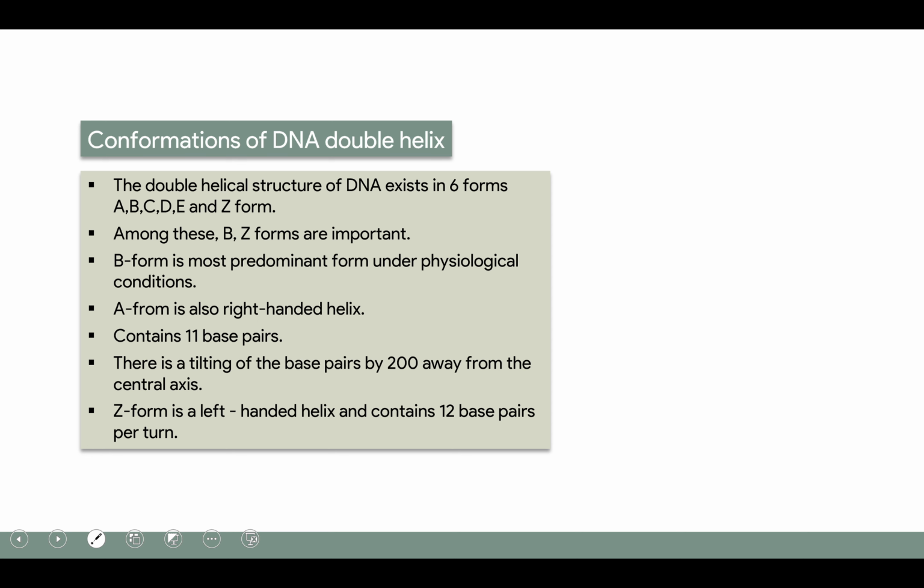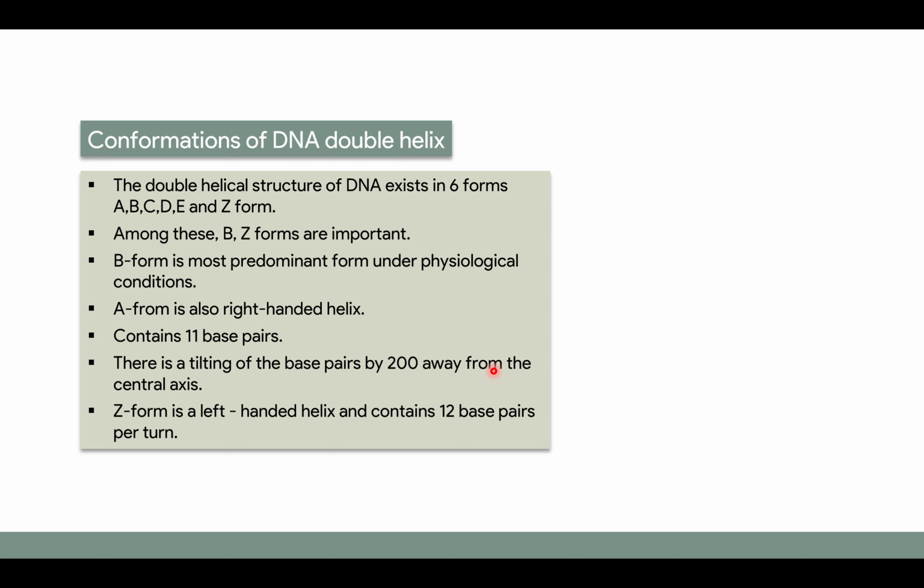There are various kinds of conformations of the DNA double helical structure which are present in our body. We'll discuss those forms. So basically there are 6 conformations of DNA: A, B, C, D, E and Z form. And among these, B and Z forms are important. Predominantly the B form is present under physiological conditions, and the A form is a right-handed helical structure and contains 11 base pairs, with a tilting of the base pairs by 20 degrees away from the central axis.